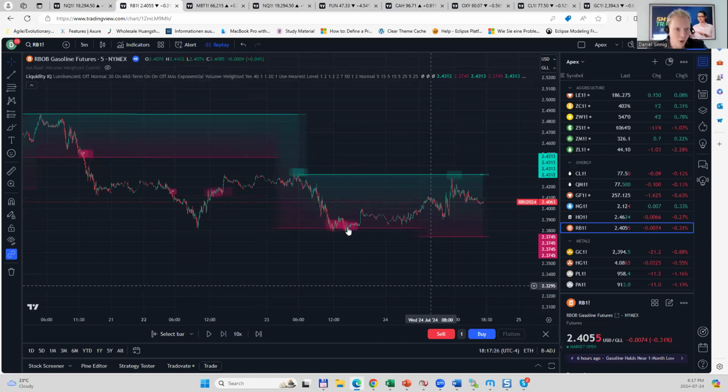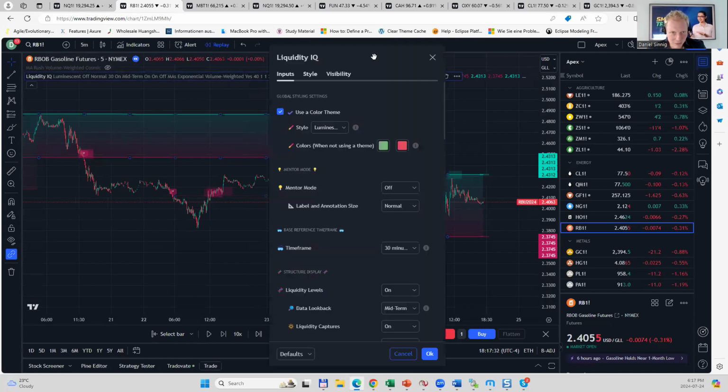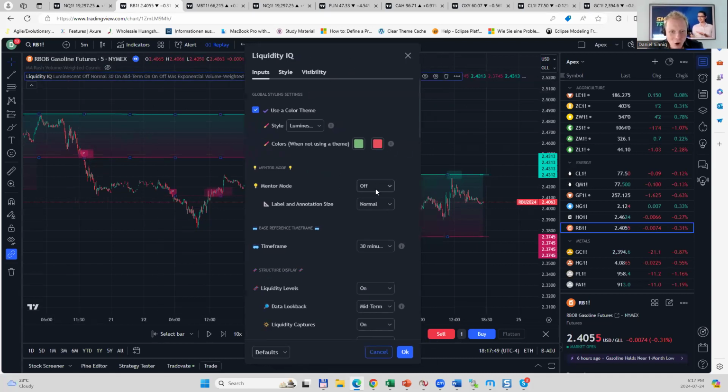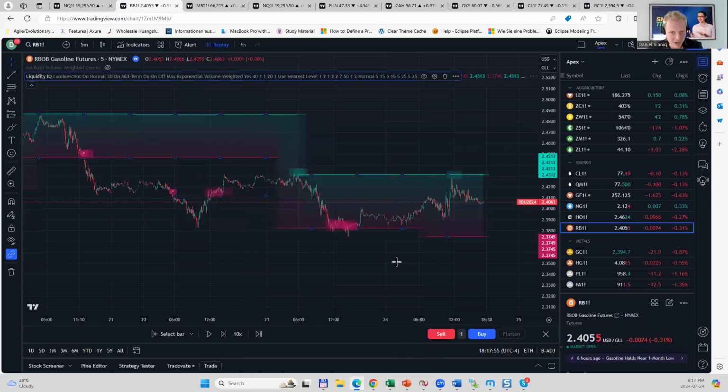All right. So let me go to the settings of this indicator. Of course, this is TradingView, but we have this indicator available for all major platforms: TradingView, NinjaTrader, MotiveWave, Thinkorswim, MT4, MT5, and so forth. I'm going to switch on Mentor Mode, which is one feature that we have. I'm going to switch it on here, click OK.